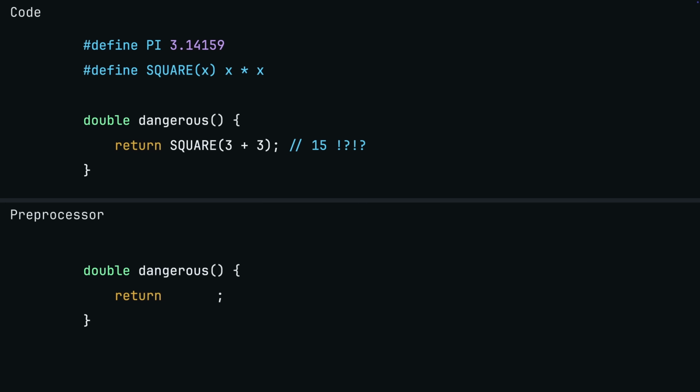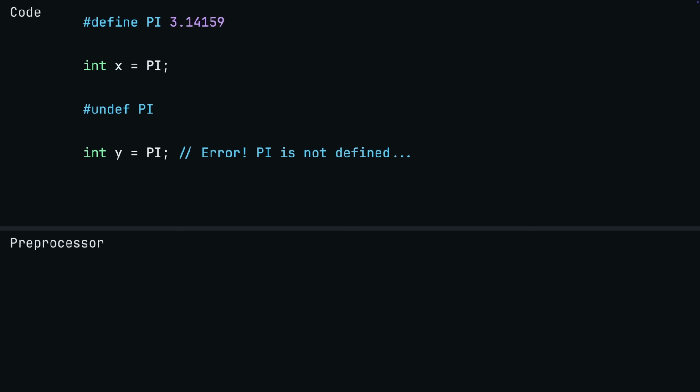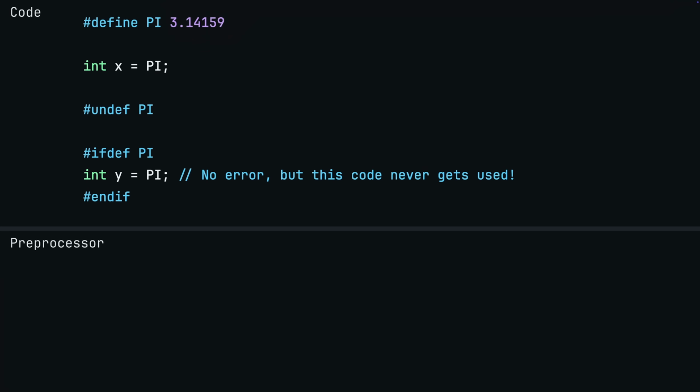Besides hash include and hash define, there are also other preprocessor commands that we'll need to know. One is undef, which undefines a previously defined macro. We can also do conditionals to check whether or not something is defined. Here, we're checking whether the macro pi is defined. If it is, the declaration of y is given to the compiler. Otherwise, that line gets completely ignored.